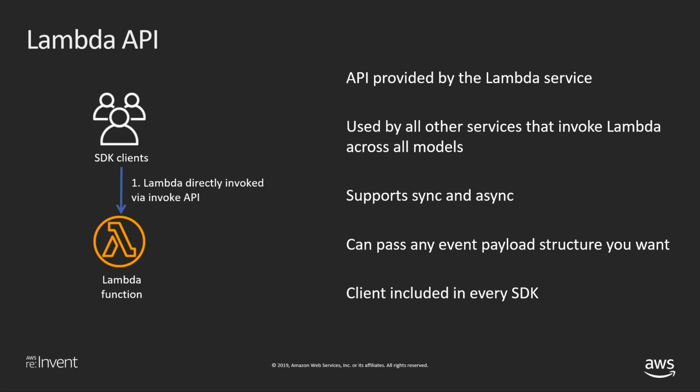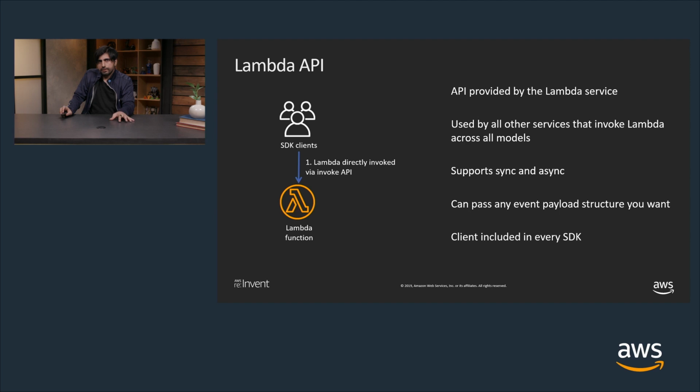So let's talk about this Lambda API. This is the API provided by the Lambda service, and it's used by all the other services within AWS. So now when you have these different event sources, they're using the same API, which you can also use through the AWS SDK. It supports synchronous and asynchronous messaging, and it can pass any event payload structure that you like. So this could be an image blob, it could be a JSON file, whatever. It's your event. It's whatever data you want to send into your Lambda, and then you do all of that within your function. And this client is also included in every SDK. So whether that's the JavaScript AWS SDK, or Boto 3 for Python, etc.